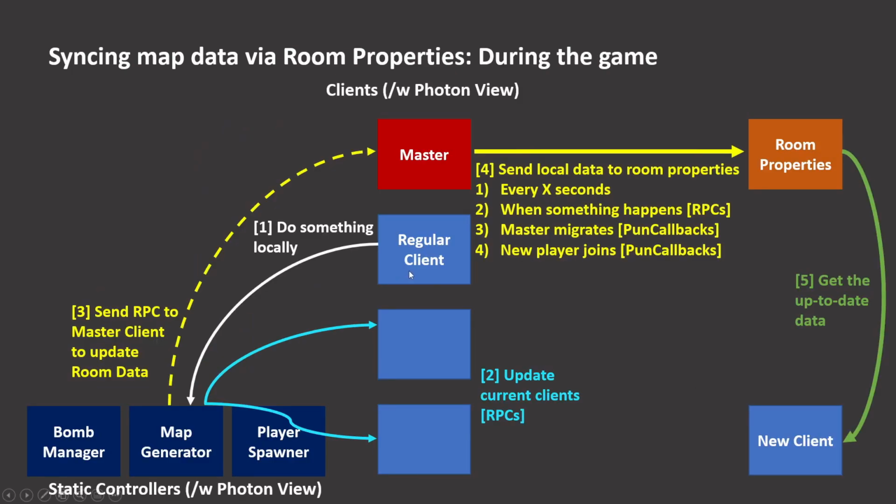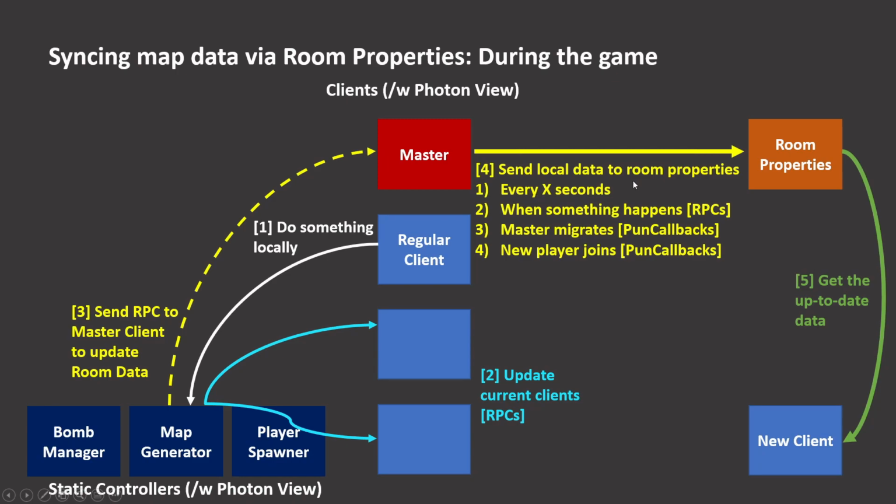So first, the regular client does something locally, right? Destroy a block. That goes to the map generator. There's a PUN RPC sent, telling every other client to destroy the blocks, right? But we also want to be able to keep this map synced up for future players. So the map generator sends another RPC to the master client to update the room data, and this master updates this map state, the local one, and it syncs up the room properties.